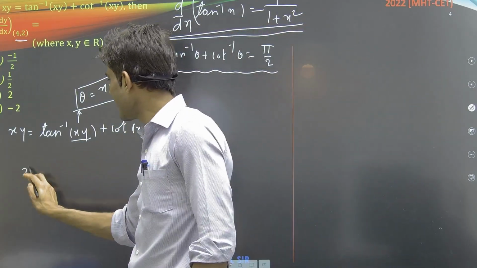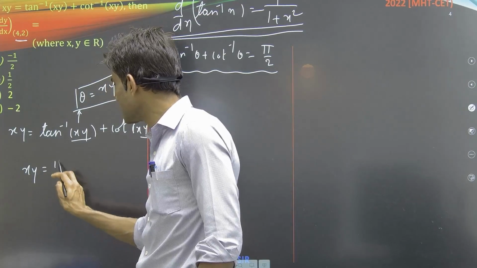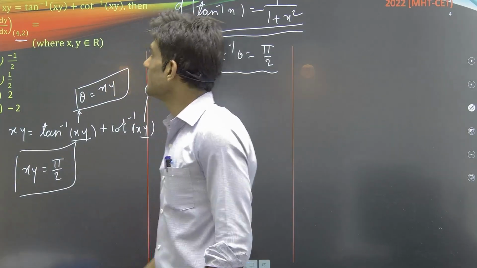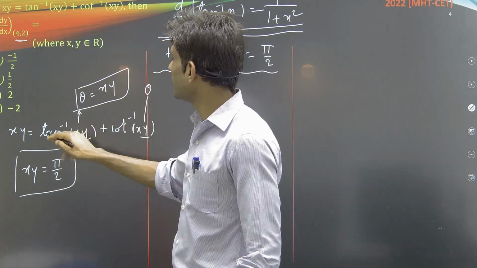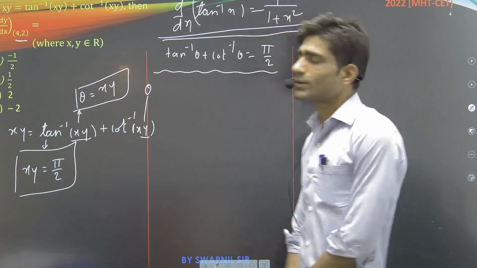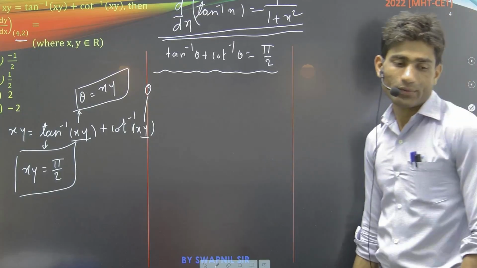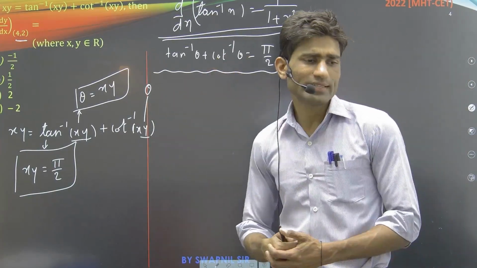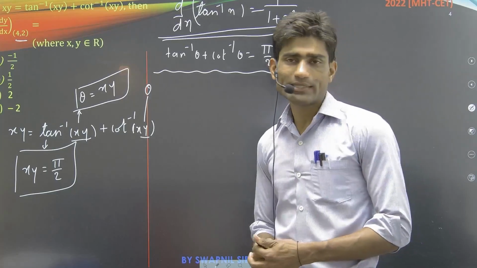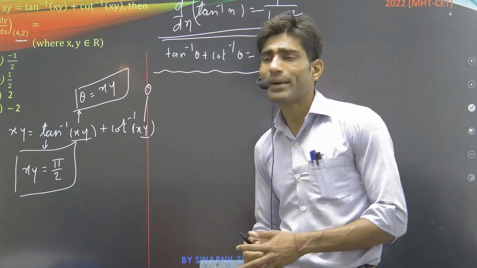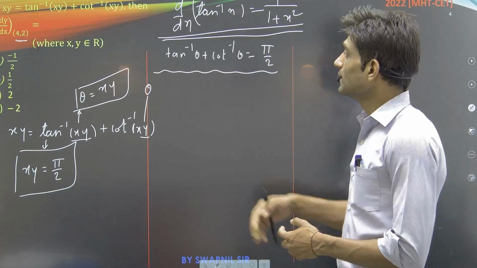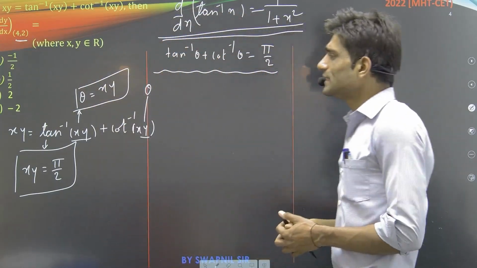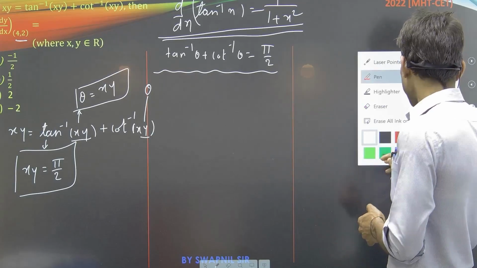So we can write the next step as xy equal to pi by 2. This is our simplified form of the given tan inverse of xy plus cot inverse of xy. Now let's directly differentiate xy equal to pi by 2 with respect to x. What we want here is the differentiation of y with respect to x, that means dy by dx.